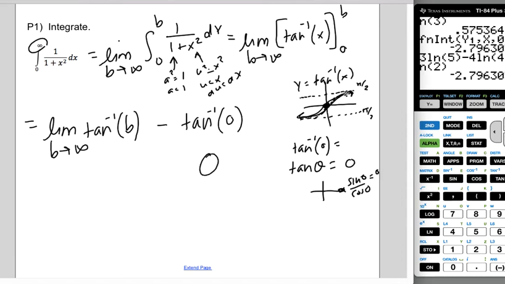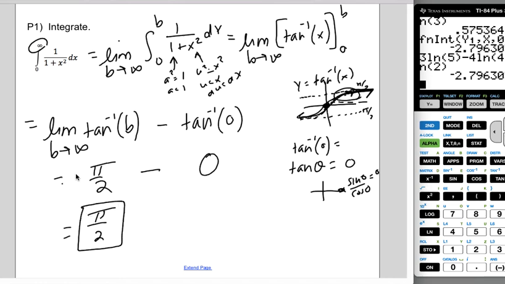And if you look at this graph, you want to know as your values approach infinity, what is the arctan approaching? Well, it's approaching pi over 2. So you're going to get pi over 2 minus 0, and so your answer is pi over 2. So not only do you need to write these improper integrals as limits, but then you also have to know the information to evaluate the limit.